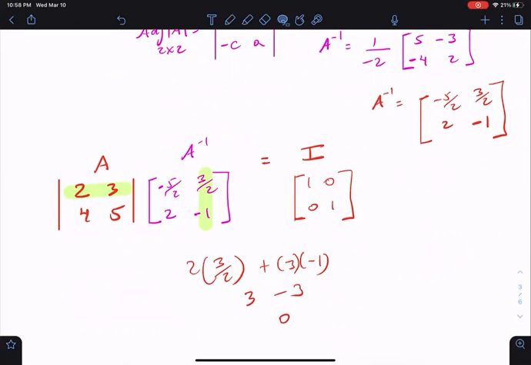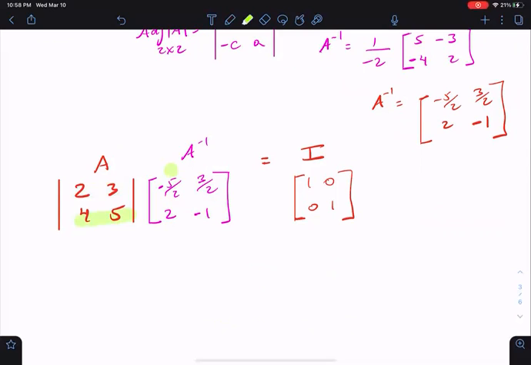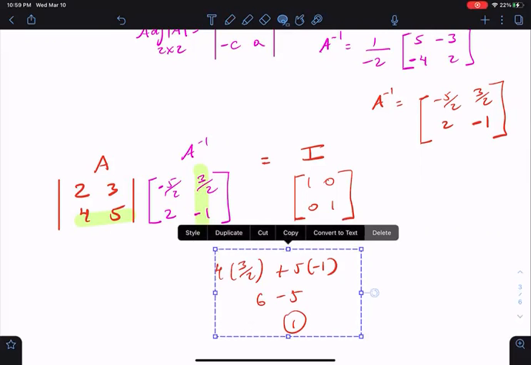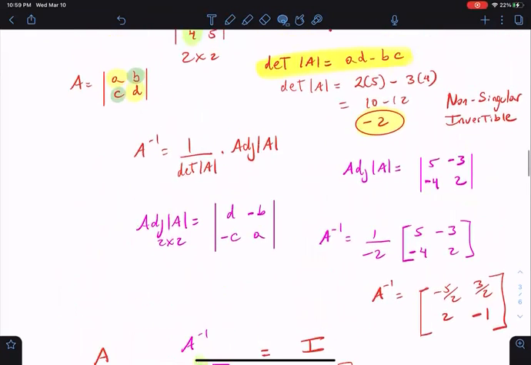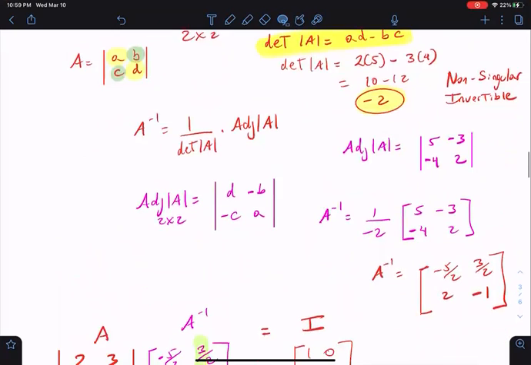And you keep doing the dot product one more time for row 2. Row 2 by column 1: 4 times -5 halves plus 5 times 2. This is negative 10 plus 10, that's 0. And then you do the same for the last one, row 2, column 2: 4 times 3 halves plus 5 times -1. This is supposed to give you 1. So this is 6 minus 5, that's 1. So indeed, you get the identity. That's the point. So I already showed you how to compute the inverse of a 2 by 2 just using the adjoint formula.